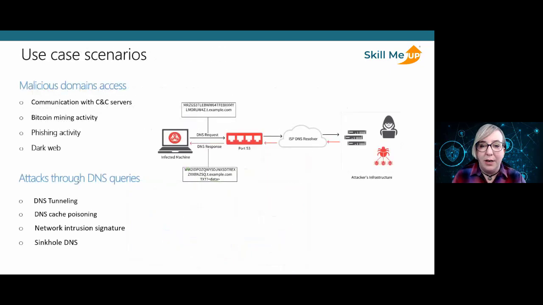The use case scenarios are communication with command and control servers, right? Bit mining activity, phishing activity, dark web activity. It's interesting that all of our advanced analytics can do some of this, right? And I think that's the reason why a lot of customers gravitate toward Azure Security Center, because of the fact there's all this advanced security analytics that sit behind the service, handling all of the real detections and real alerting on a real-time basis.